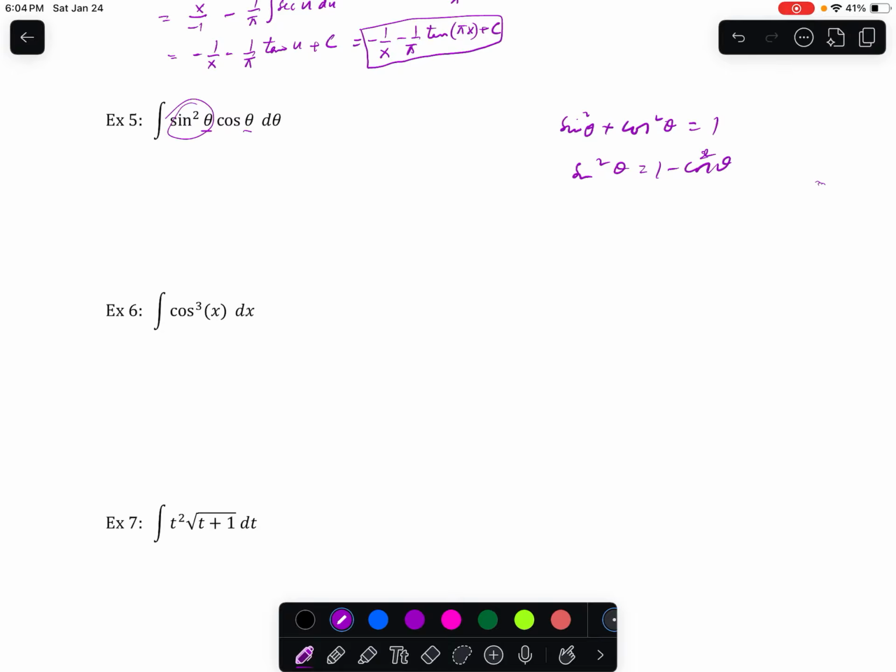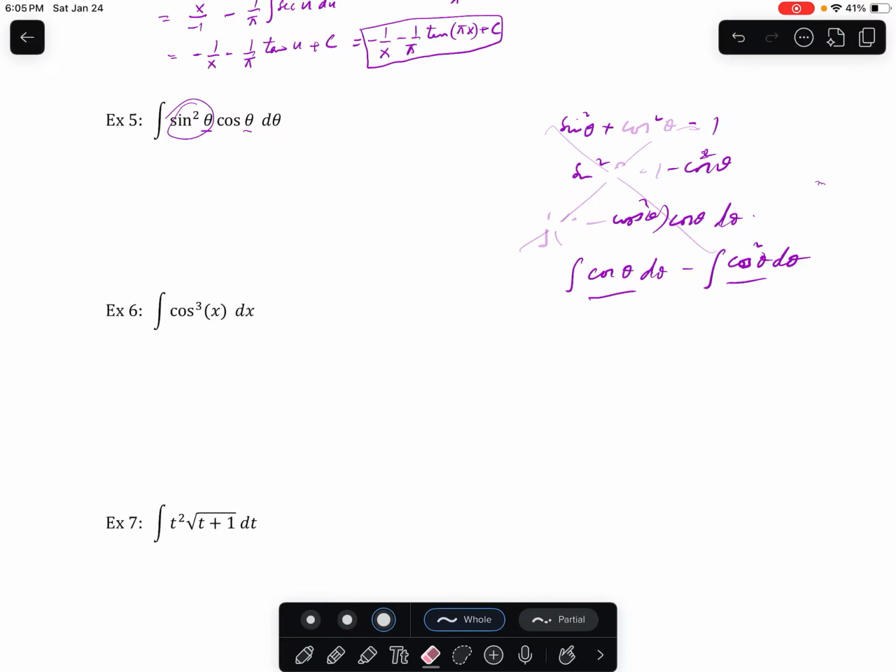Actually not, right? It won't be helpful. Why? Because then our integral will become the integral of 1 minus cosine square theta times cosine theta d theta, which will become the integral of cosine theta d theta minus the integral of cosine square theta d theta. So it's more complicated because we don't see a derivative here or here. So this is not what we will do. Okay, we will not do this.